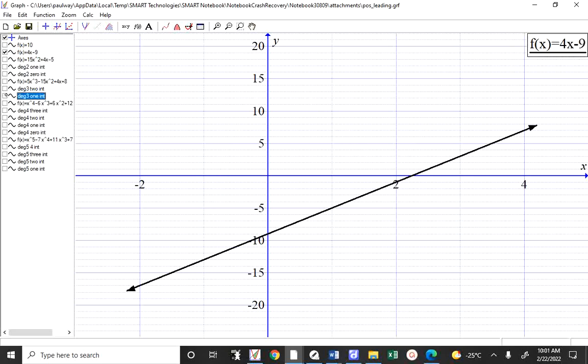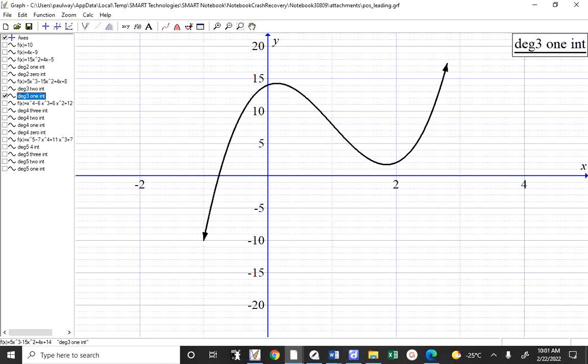Can you have a degree 3 polynomial function with 0 x-intercepts? No. So we come up with another rule here, and that's that if you have an odd polynomial function, there has to be at least one x-intercept. But there can be more than one all the way up to the number of the degree.